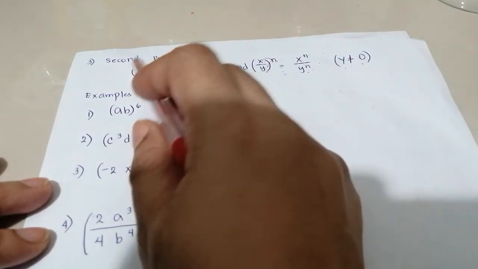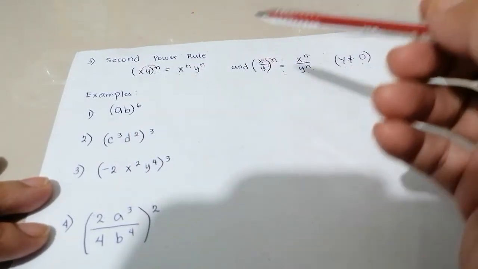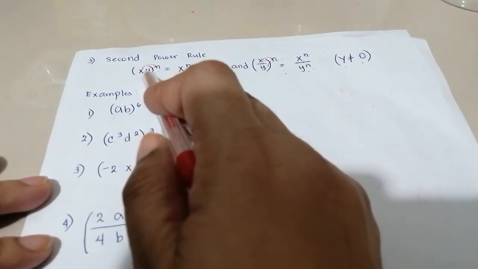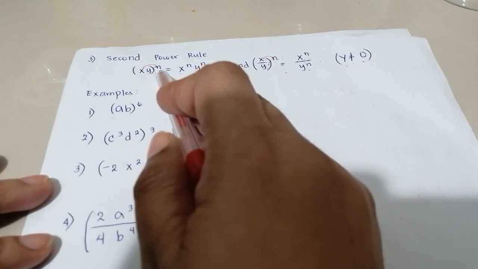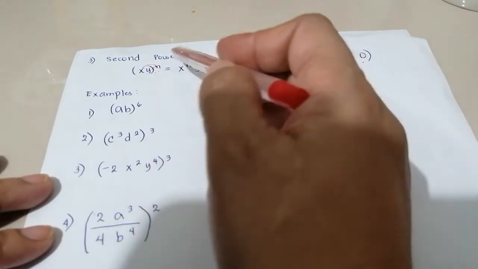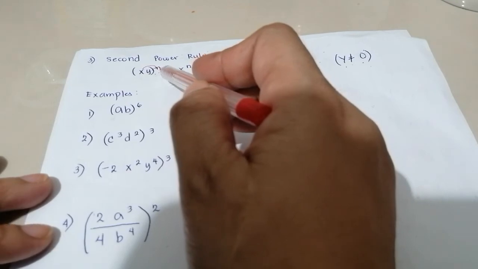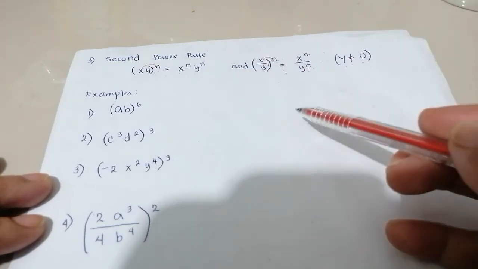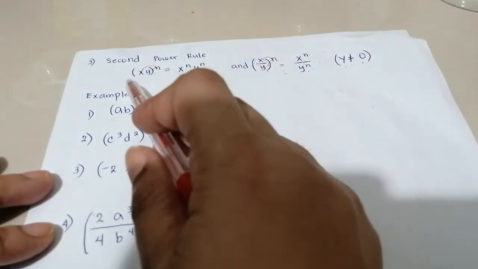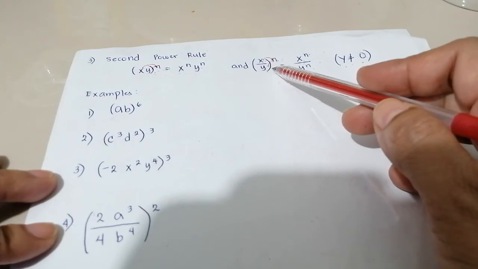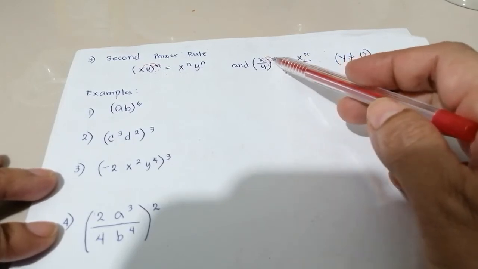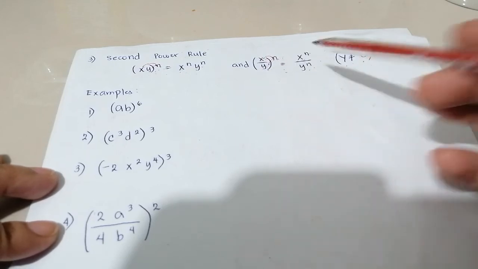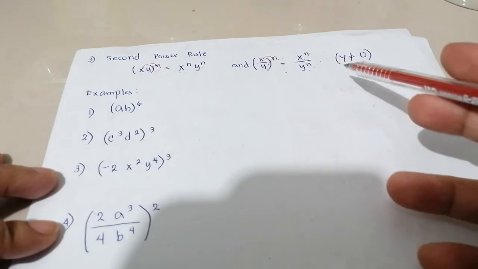Para doon sa second power rule, if we have two not the same bases here with an exponent outside, all you need to do is kailangan mong i-distribute yung exponent not only to one but to all the ones inside that parenthesis. Okay? If you are multiplying or even if you are dividing, you have to distribute. I-distribute mo yung exponent doon sa taas, sa numerator at the same time sa denominator. Okay? So that's the rule there.